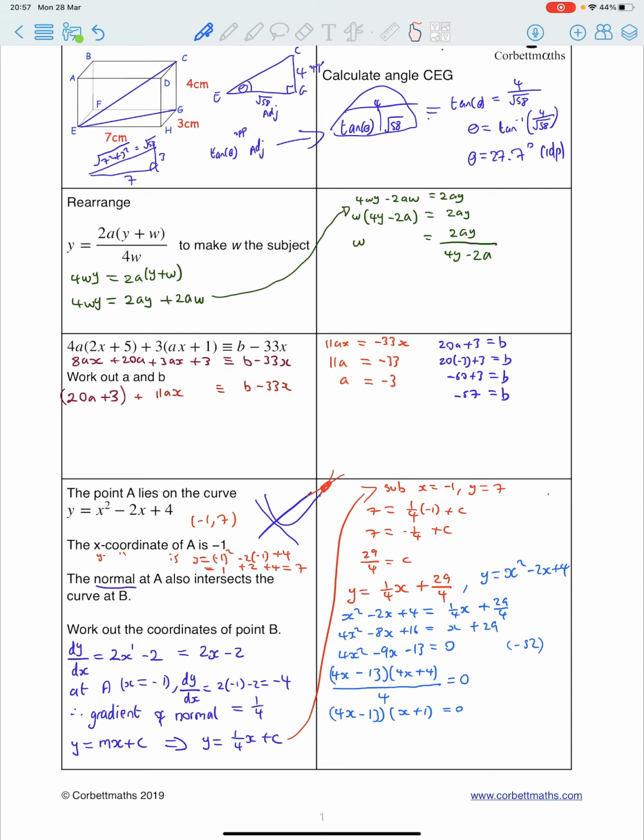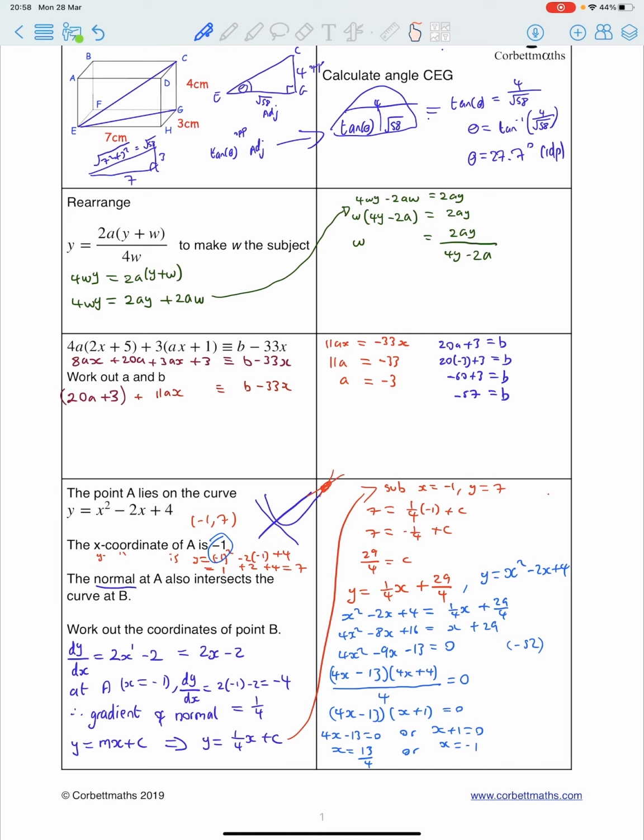So one of the solutions is x is equal to minus 1. So let's just write this clearly. 4x minus 13 equals 0, or x plus 1 equals 0, which means that x is equal to 13 over 4, or x equals minus 1. Now, it makes sense that one of our solutions is x equals minus 1 because it already touched the normal at one point and it told us that it was when x is equal to minus 1. So this is almost like an assurance that we've got this correct. Now, the other solution is x equals 13 over 4.